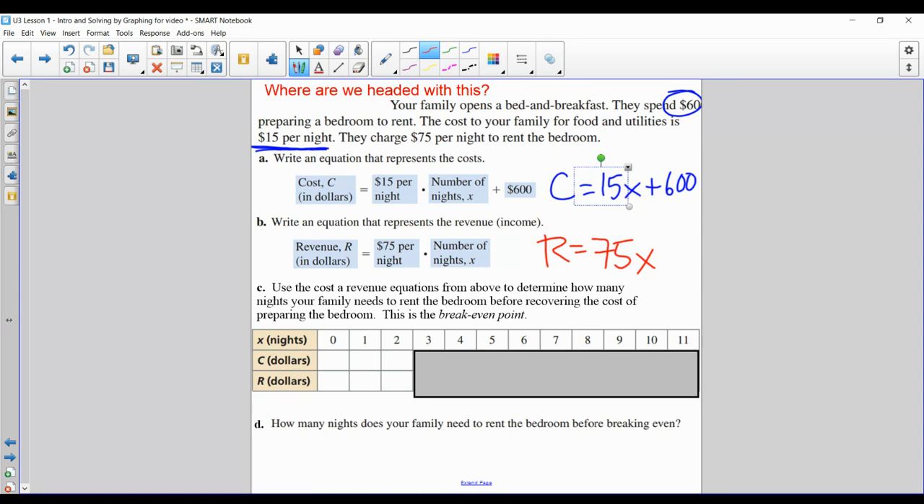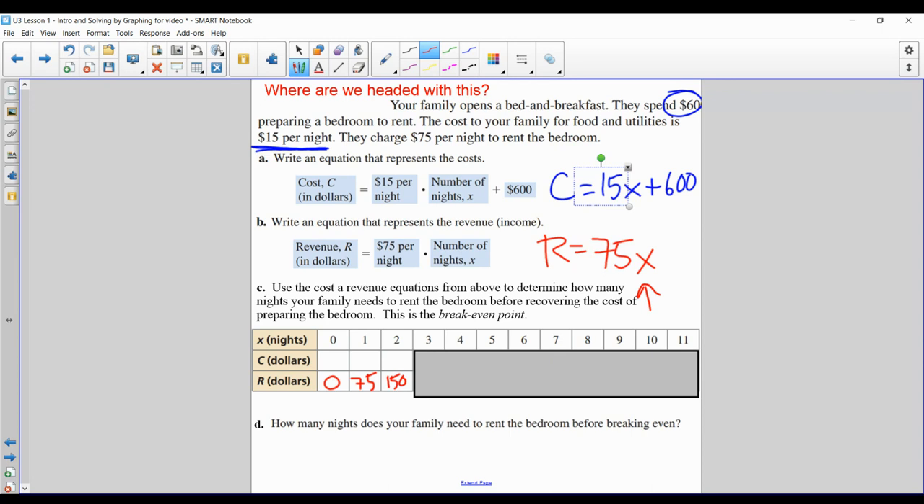So if I look at my revenue, if I have somebody staying there, that's my x number of nights. So 0 nights, I'm not going to make any money. 75 times 0 is 0. If I have somebody staying there 1 night, I'm going to make that $75. Staying 2 nights, it's going to be 75 times 2, so 150.